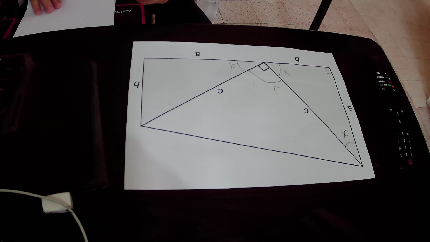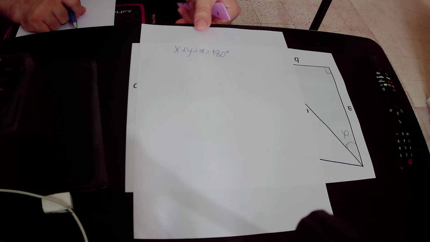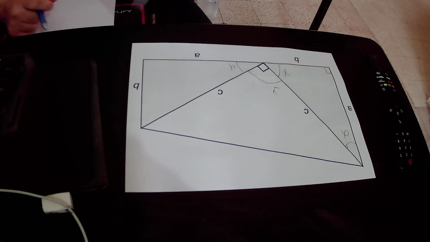But if we relate only to the upper side, we can say that the sum of the angles on the upper side of the straight line is 180 degrees. So x plus y plus alpha is equal to 180 degrees. But we know that x is equal to 90 degrees minus alpha, so we can substitute x by 90 degrees minus alpha.